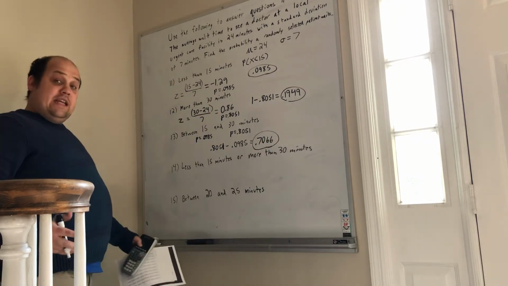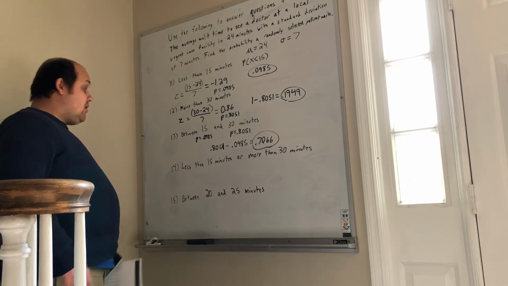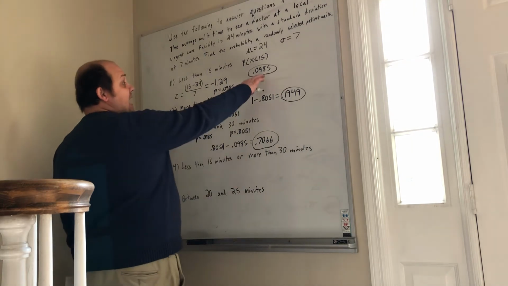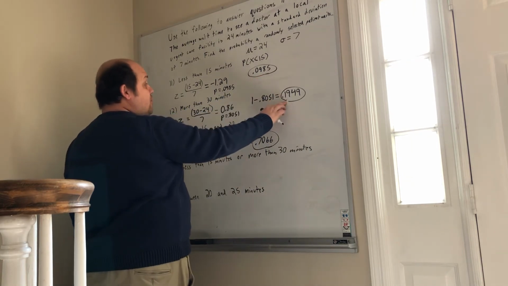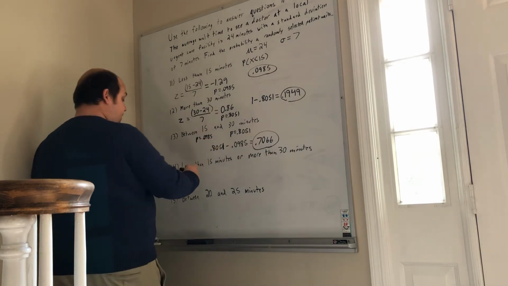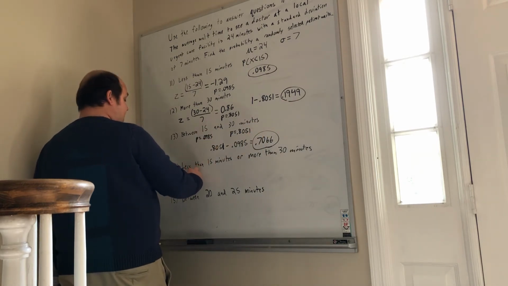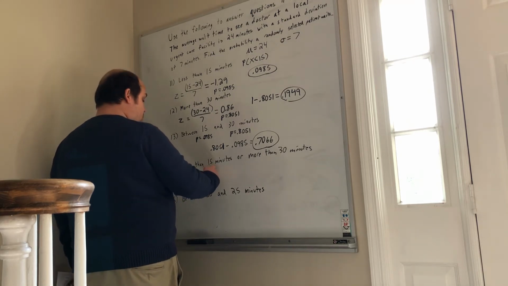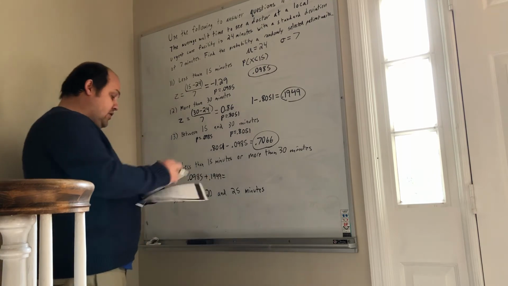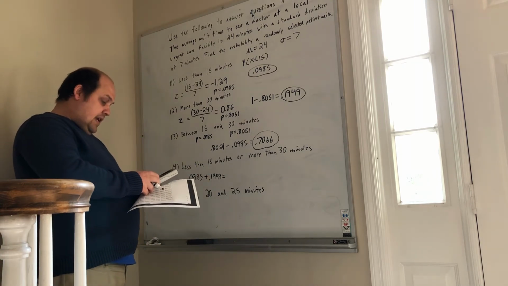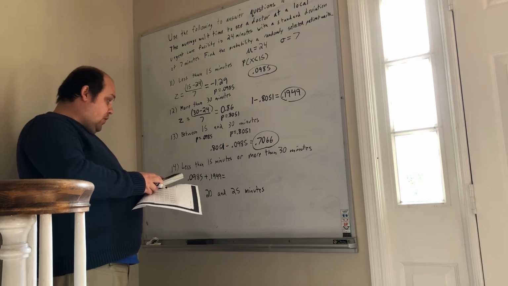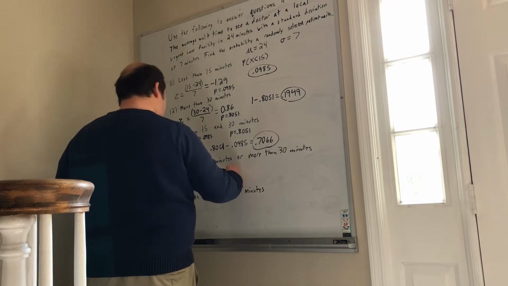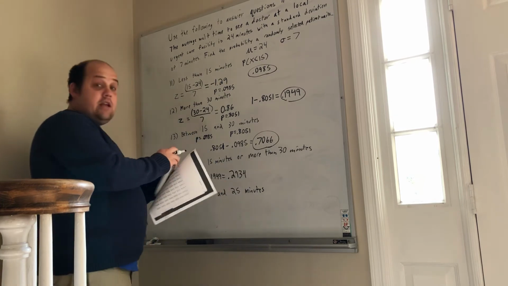If I look at number 14, there's two different ways to approach it. The first way, if I'm looking for less than 15 minutes or more than 30 minutes, is just to add together the two answers to the first two questions. So the first question was less than 15 minutes. It has 0.0985. The second question was more than 30 minutes. It has probability 0.1949. If I add those two together, 0.0985 plus 0.1949 would give me 0.2934. But there is another way to see it.